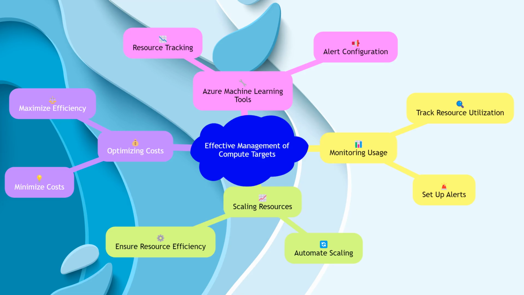Effective management of compute targets involves monitoring usage, scaling resources, and optimizing costs. Azure Machine Learning provides tools for tracking resource utilization and setting up alerts. You can also automate scaling to ensure that you only use the resources you need, minimizing costs while maximizing efficiency.